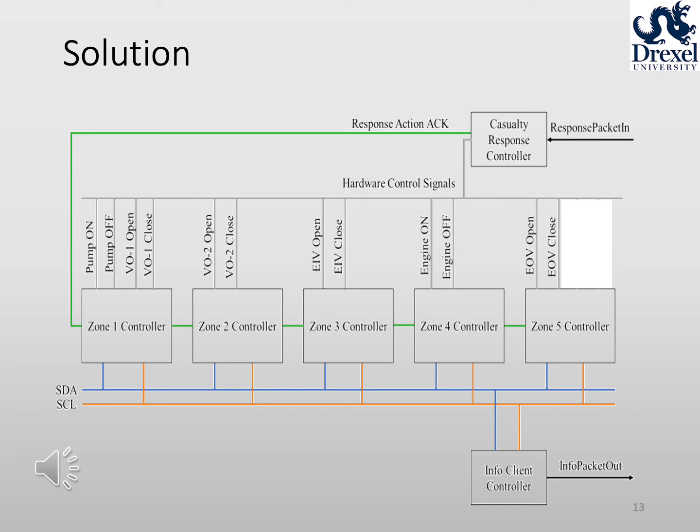The DAU would then determine a response, which it would send to the implemented casualty response controller. This controller would unpack the response, interpret the message, and set the appropriate hardware controls. These hardware controls would activate the appropriate interrupt routines in the zone controllers, which operate a specific piece of equipment.